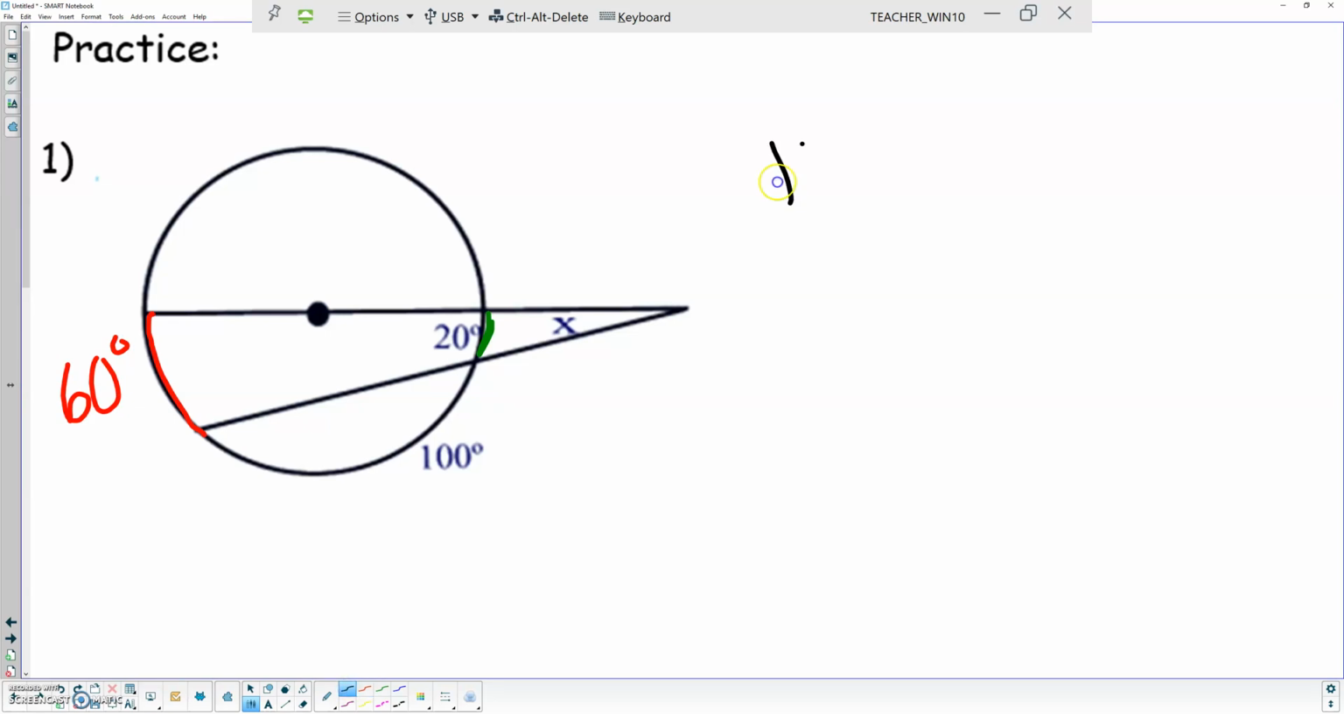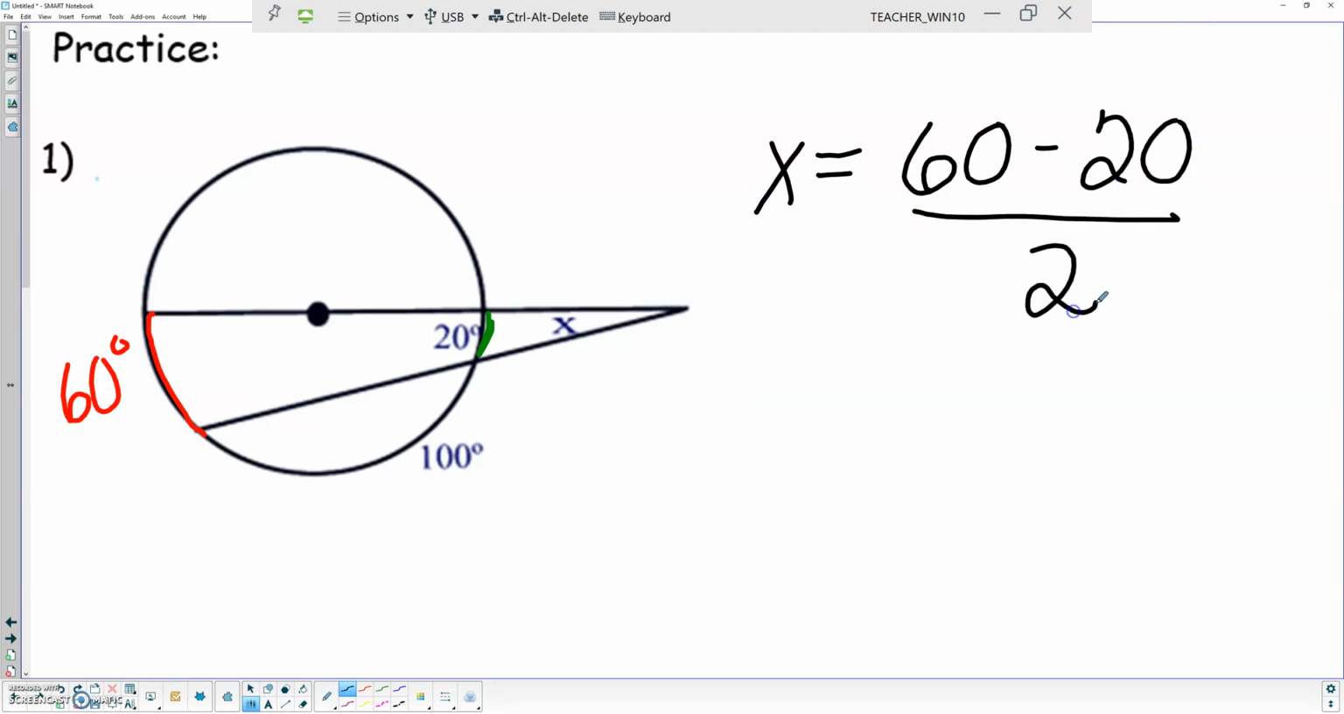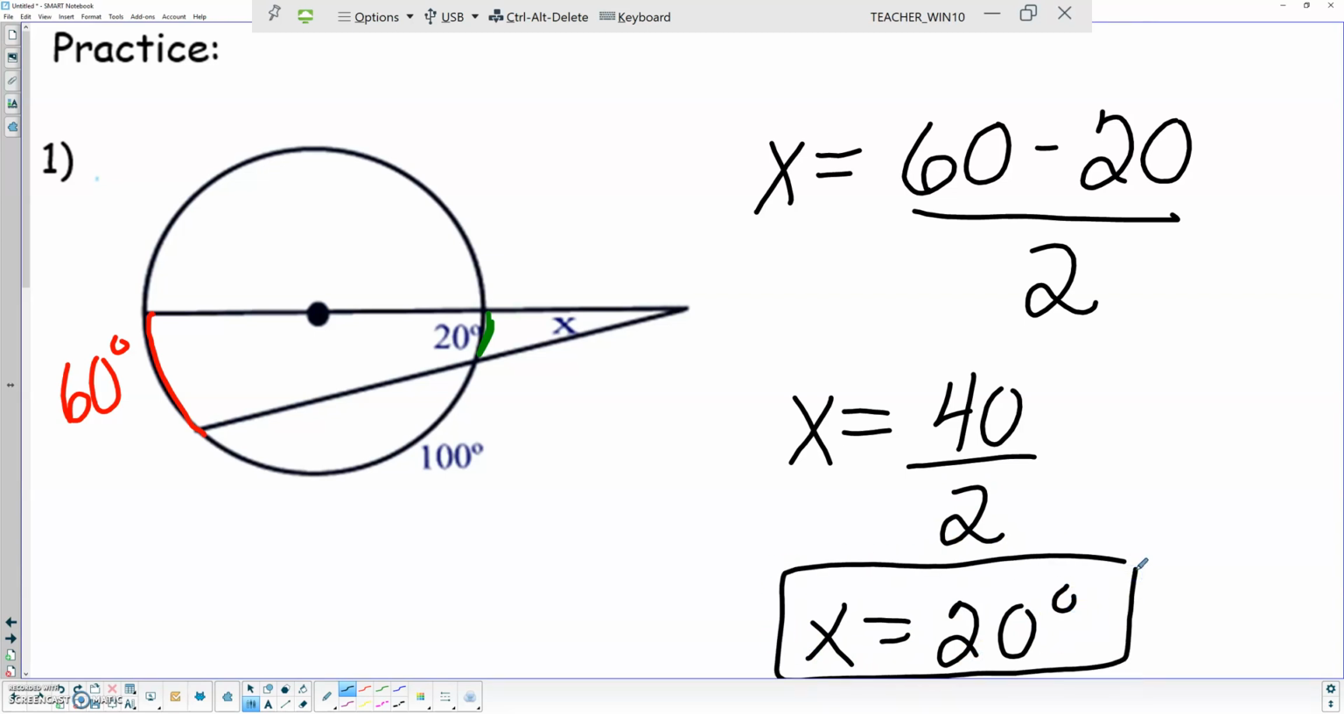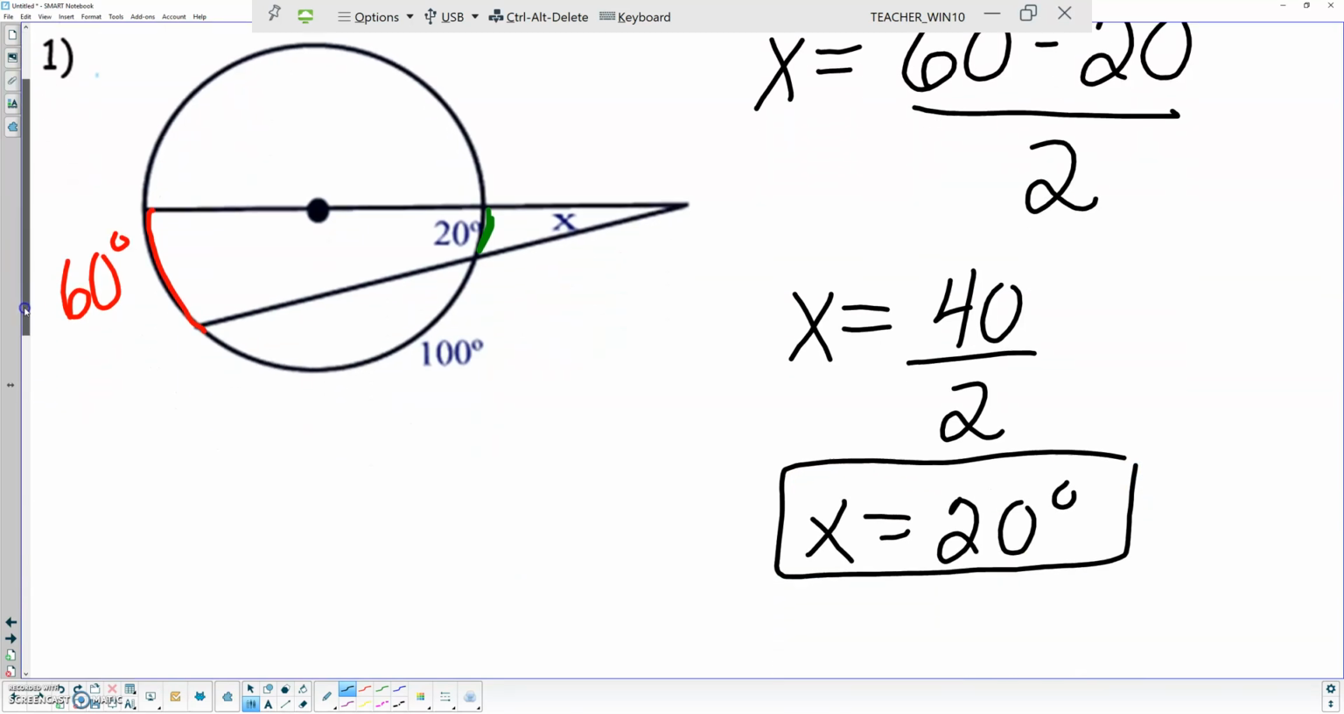Then x is going to be 60 minus 20 divided by 2. So x is 40 divided by 2. So we get 20 degrees. All right, let's take a look at the second one.